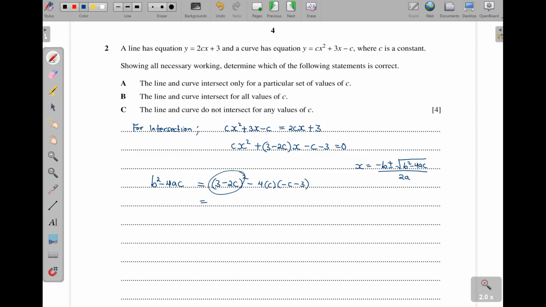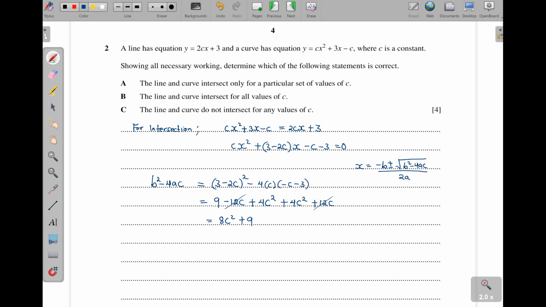Now, when we expand this one here, square the 3, you get a 9. Then 2 times 3 times negative 2c gives us negative 12c. Then when we square negative 2c, it gives us 4c squared. And then negative 4c times negative c gives us a positive 4c squared. Negative 4c times negative 3 gives us positive 12c. Now, this positive 12c cancels with the negative 12c. Then this one here is 8c squared, plus this 9 here.